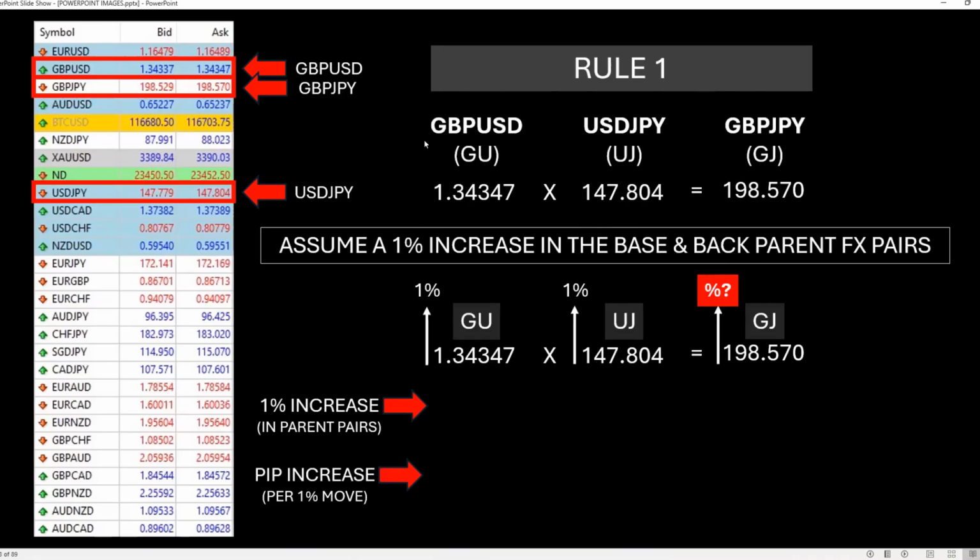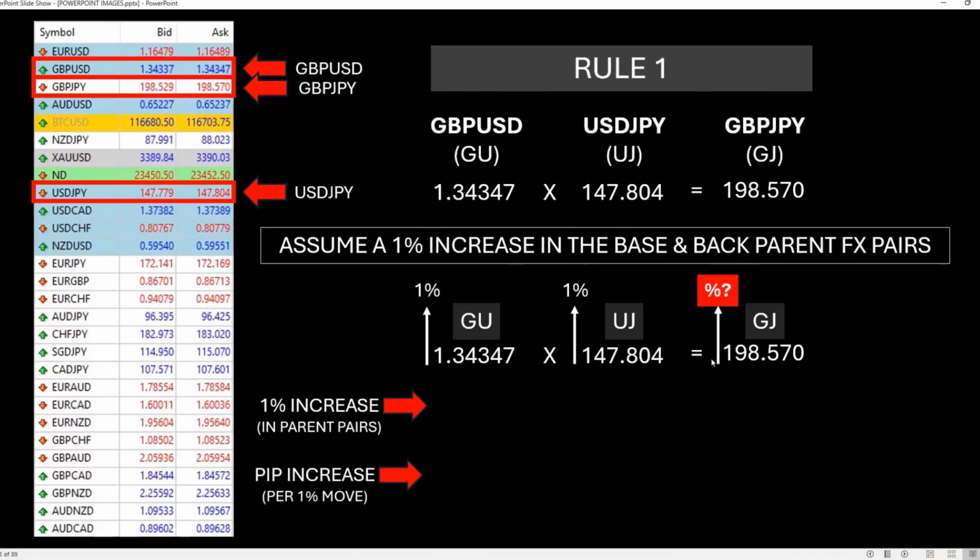They all belong to one family. Let's assume that we are looking for a 1% increase in the base and back parent. That means in the parent pairs, let's assume there's a 1% increase in GU, and as well, a 1% increase in UJ. How many percent did the cross pair increase by?